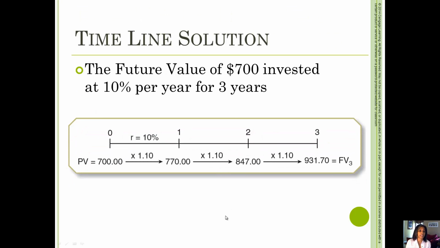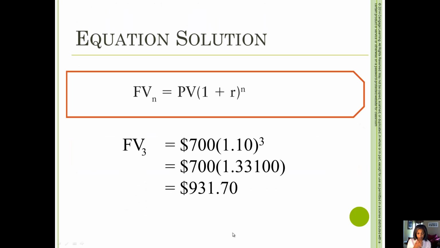So let's look at that problem again. The future value of $700 invested at 10% per year for 3 years. What they're doing here is figuring out the future value at each period. So this is the future value after 1 year, 2 years, and 3 years. Using the equation, we'd plug in $700 for the present value. The N is 3 because it's a 3-year investment. So we multiply that present value of $700 times 1.1 because we have a 10% interest rate, raised to the 3rd power.